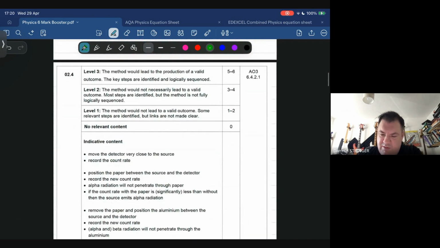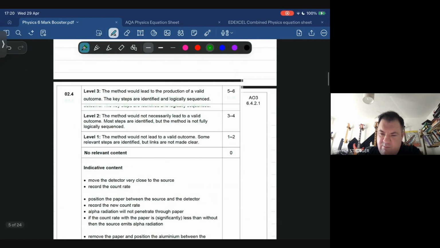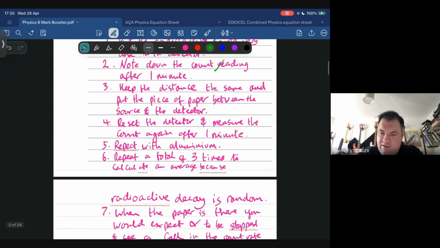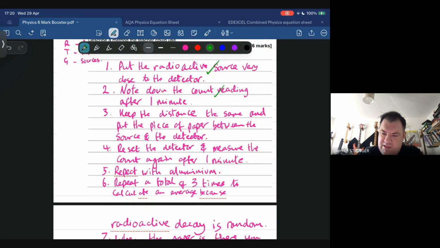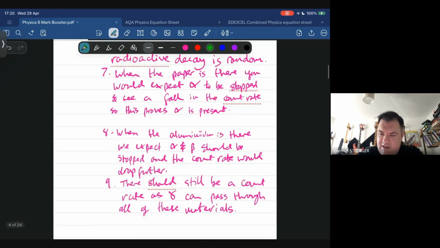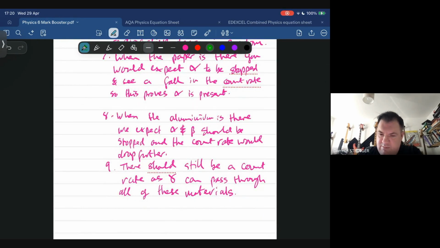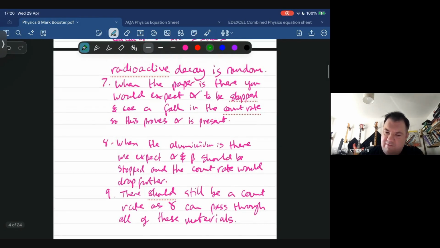Position the paper between the source and the detector, record the new count rate. Alpha radiation will not penetrate through paper. If the count rate with the paper is less, then we've got alpha. Right, so have we got all those things? Put the piece of paper, yeah, and measure the count rate again. Have we got this? When the paper is there, you would expect alpha, and then see a fall in the count rate. This proves alpha is present.